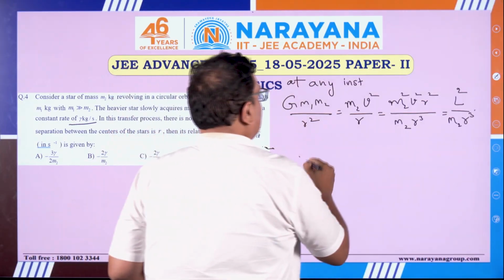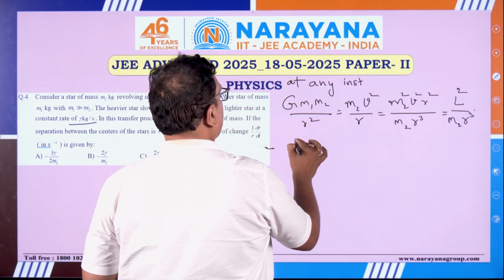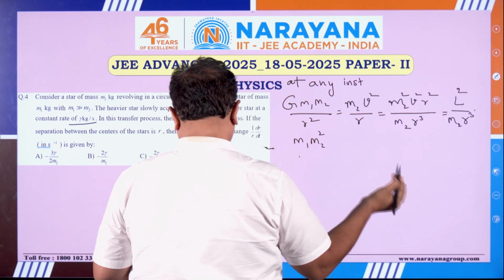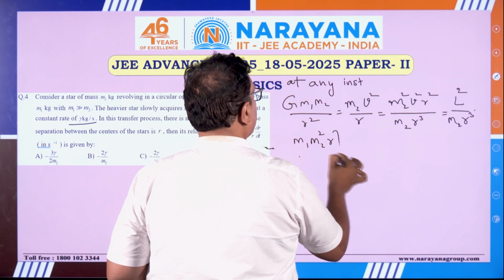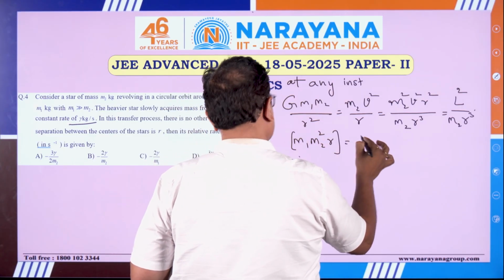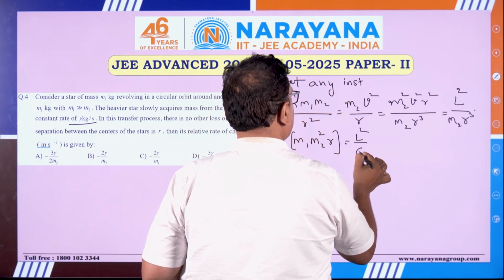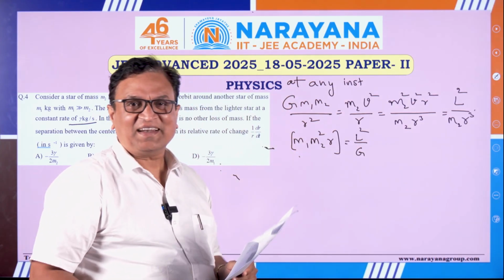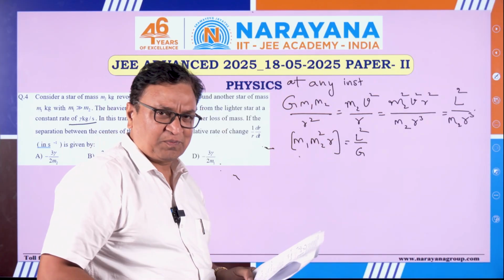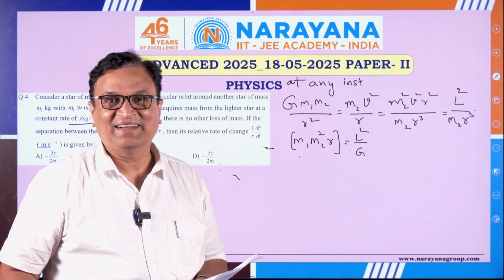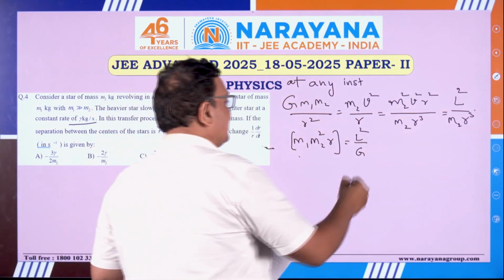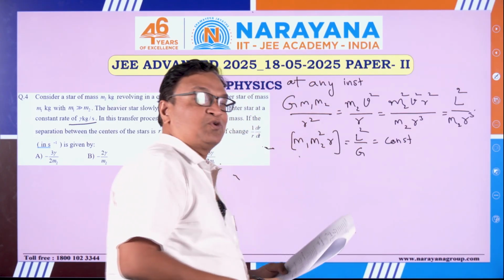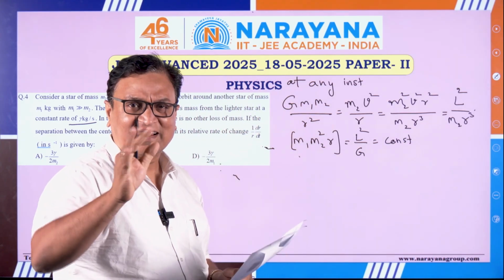Now the question is, let us try to see what is available for me. m1, m2 square, r. Balance L square by g. Why have I isolated L square by g? Probably you would have got my meaning. That's a constant. What happens to r, what happens to m2, or whatever happens to m1, the right side is a constant.